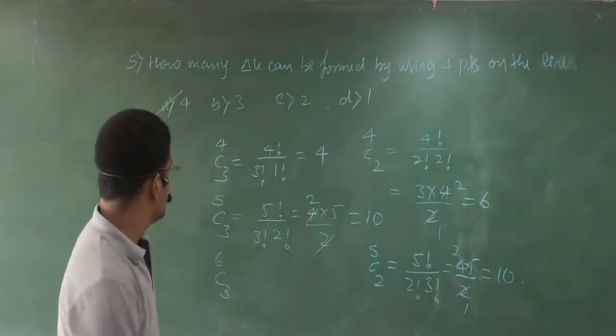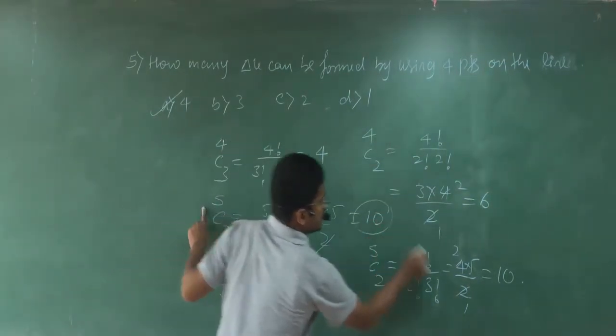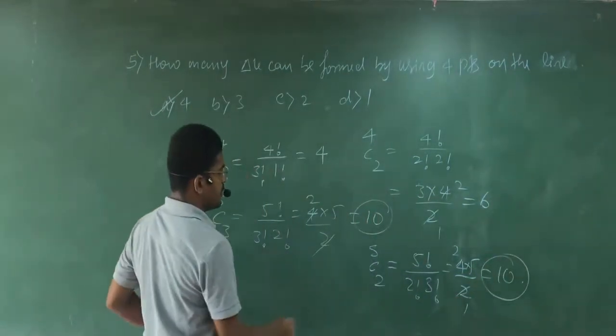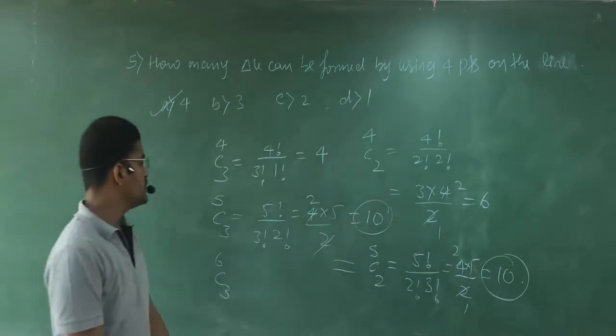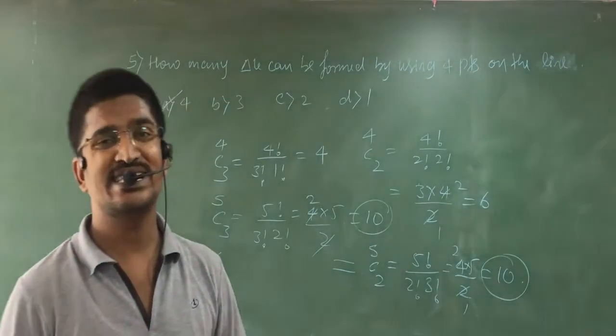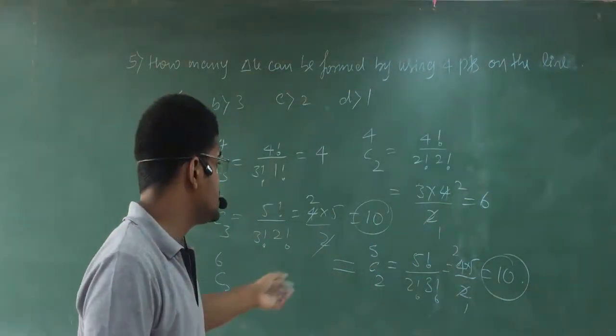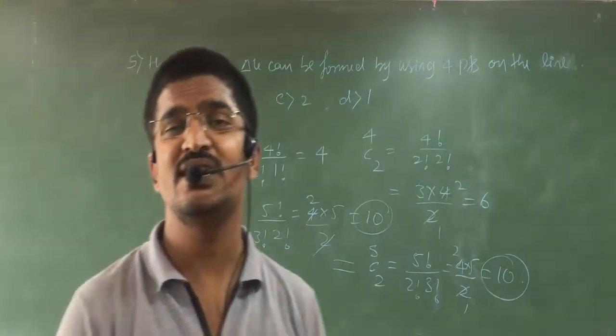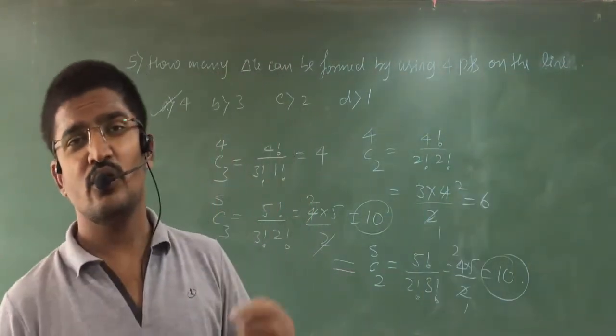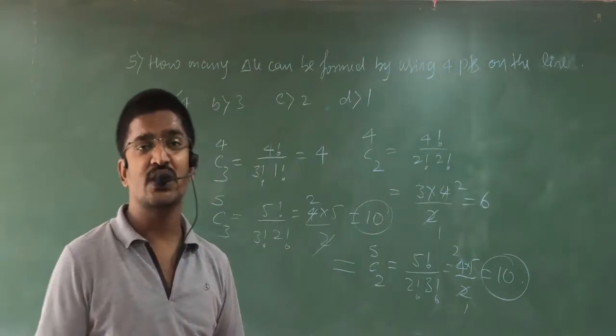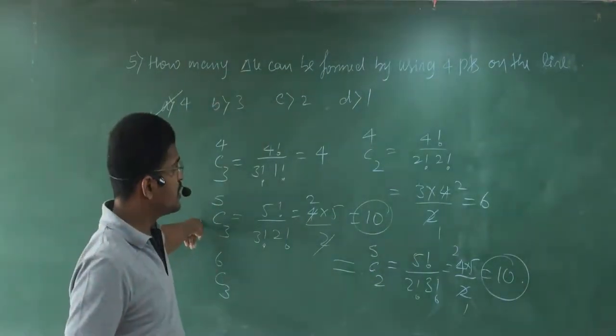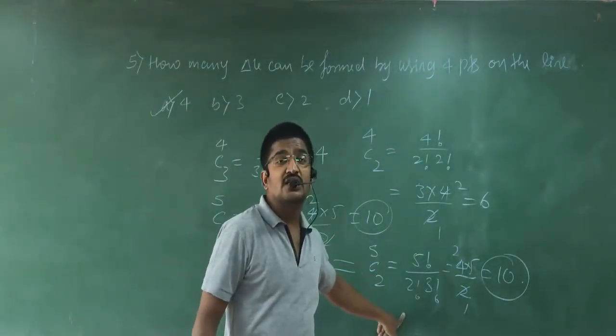So see here, these two are same. That means 5C3, 5C2 are same. Same number of triangles, same number of lines. If you go on doing this many number of problems, you will come up with so many new results. See, number of triangles are also same, number of lines are also same.